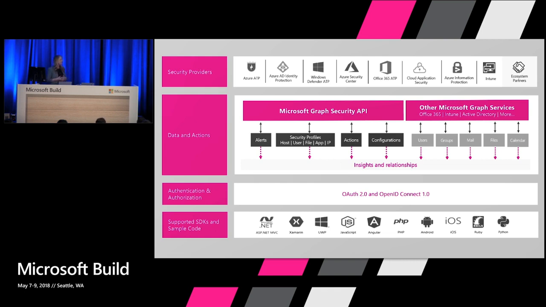Now, the Security API consists of alerts, but also security profiles for things like users, host files, apps, and IP addresses, other inventory items that the security technology is likely aware of and tracking, as well as other entities like alerts and configurations that can be used for automation. Now, these can be called alongside other Microsoft Graph entities like users or groups, which enable this extended contextual information. And all of this is accessible through the same rich developer ecosystem that's offered by Microsoft Graph, spanning 10 different SDKs and multiple code samples.